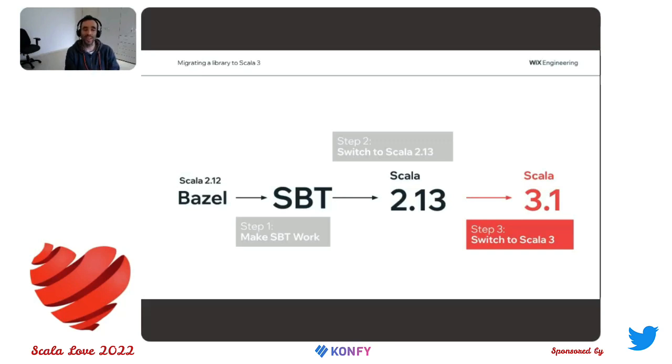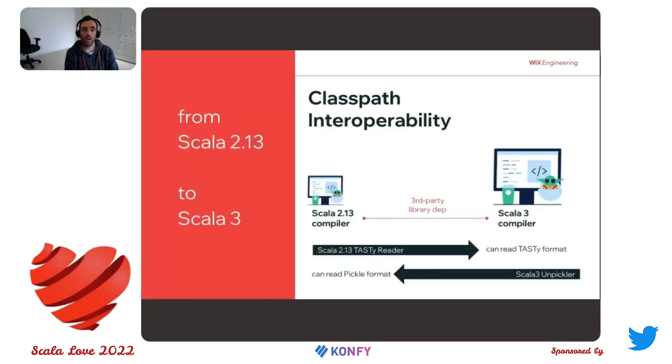And now we get to the main course, the actual migration to Scala 3. Like I mentioned before, we're migrating from 2.13 and not from earlier versions because we have great interoperability, especially around classpath and third-party library dependencies. The Scala 2.13 compiler can actually read the newer syntax of Scala 3 with the TASTy format. So Scala 2.13 is already forward-looking and forward-compatible to be able to work with Scala 3, which is amazing.